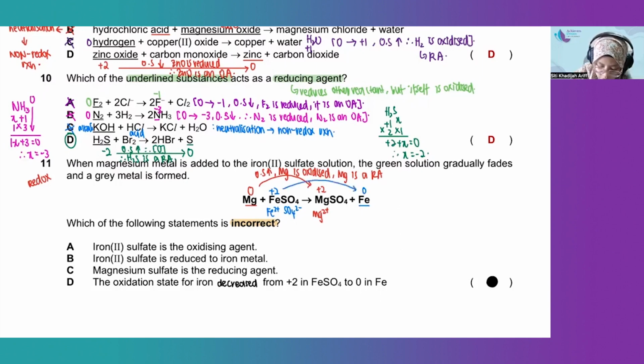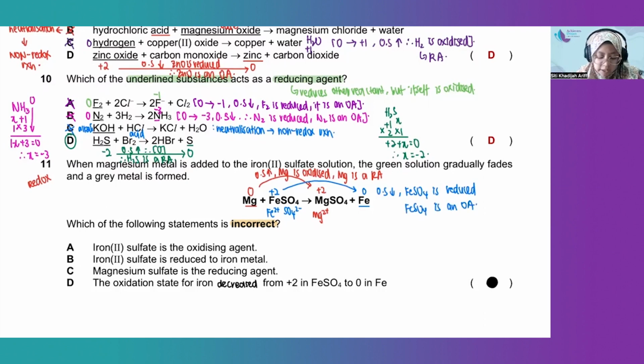So +2 to 0 shows that the oxidation state of iron decreases. This shows that FeSO4 is reduced. And since it itself is reduced, FeSO4 is what we call an oxidizing agent. So with that knowledge, we look at the options given from A to D.